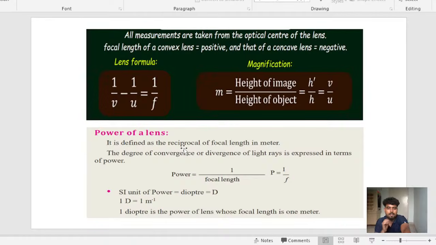The next one, power of a lens. What is meant by the power of a lens? Reciprocal of the focal length is known as power of a lens. So how to write it in the formula? P is equal to 1 by f.